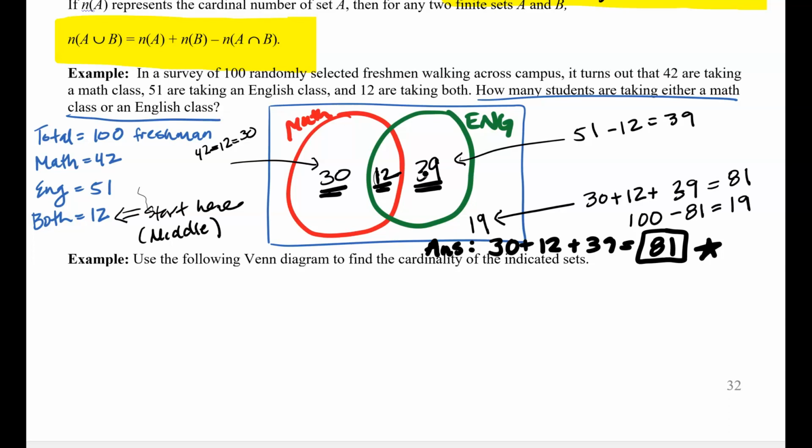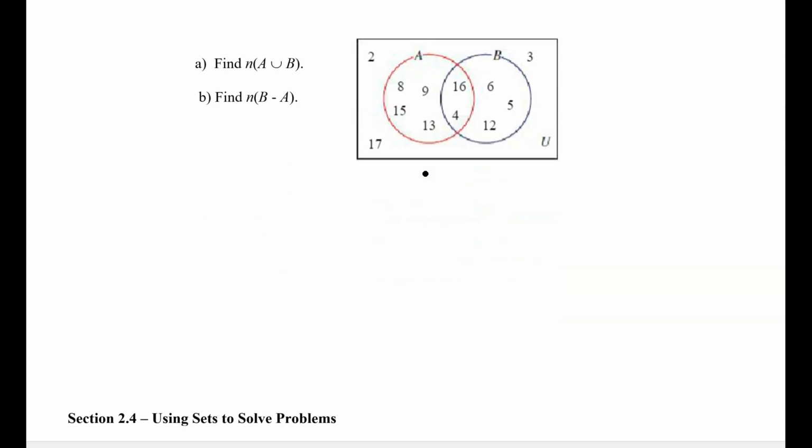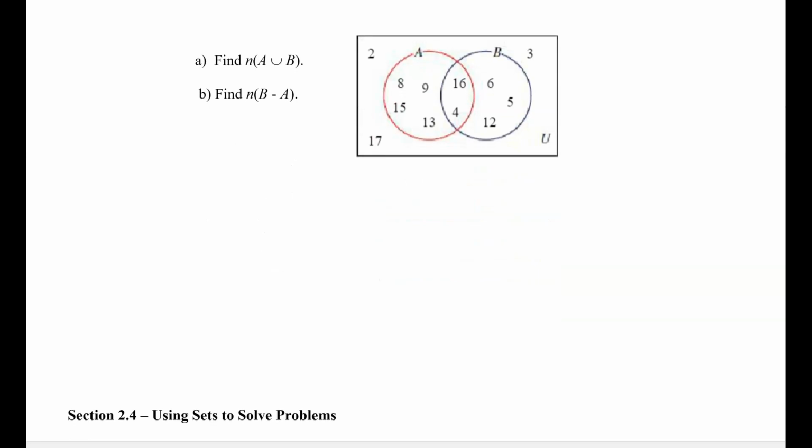Okay, so we're going to do the next one. This one's a little bit different because it's already filled in. But let's start with A. So find the cardinality, which means the number. So think N means number. So how many elements are in A union B?